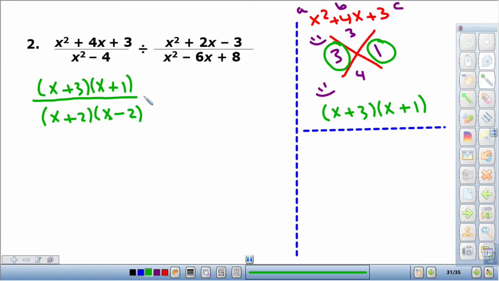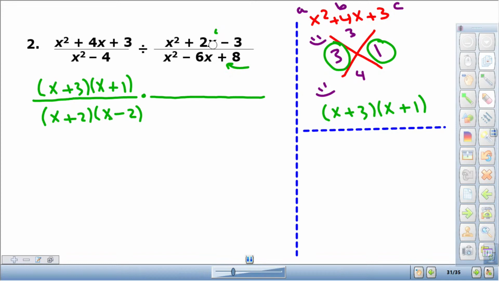I have a desire to end up with something. My hopes are high to end up with something that I could cancel, but I can't tell right now because I don't know what's inside here or what's down here. Gotta pay attention now. Before I do this flip thing, this is a division. And because I did multiply and change that operation to multiplication, I have to flip the fraction right after it. See that? So that's going to be flipped.